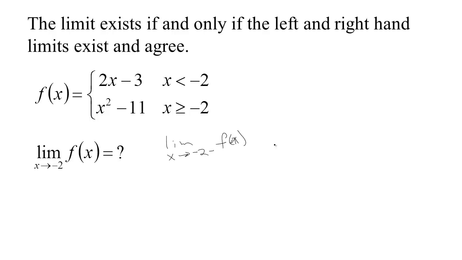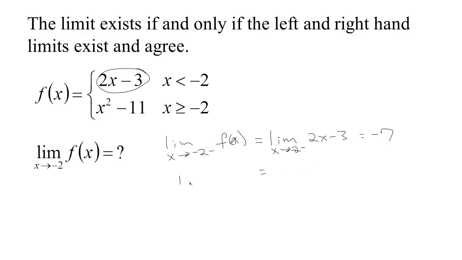Well, if x is always -2 minus a bit, then this is the function 2x minus 3 that applies. So we're really asking, as x approaches -2 from the low side, what does 2x minus 3 get close to? Well, 2 times -2 would be -4. So if x is really close to -2, this would be -4 minus 3. That would be -7.